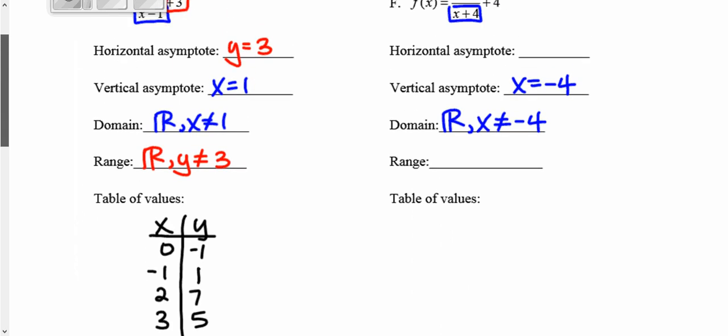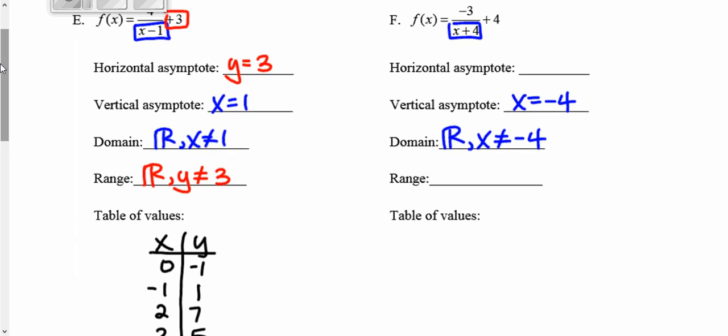And then your horizontal asymptote is this +4 at the end. Make sure you always do x equals and y equals for those, don't just put the number. And following our pattern, our range will be all real numbers except for 4.